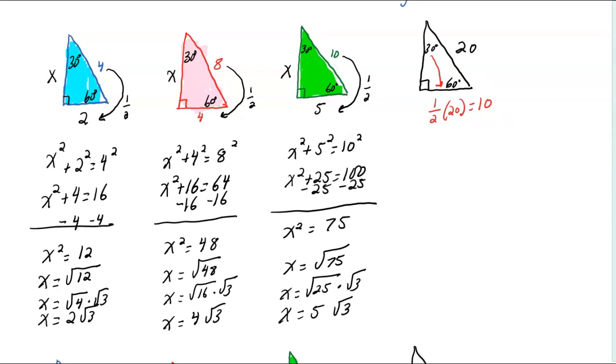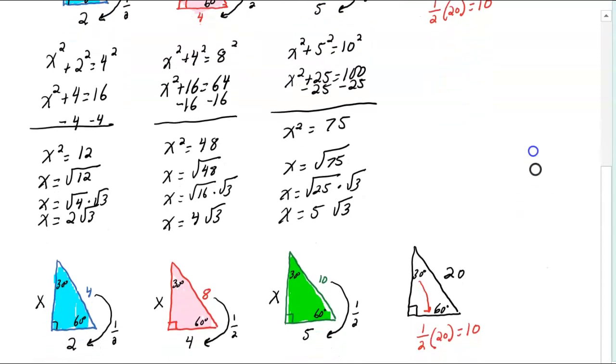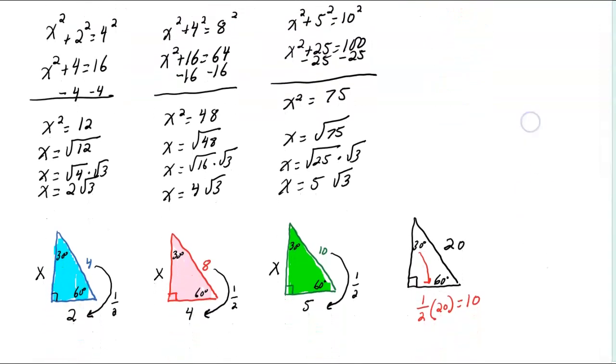So in solving for x, you could see all the work, and let's add that to our diagram. So in the blue triangle, x is going to be 2 square root of 3. So I'm going to replace these x's with the answer. So in the blue triangle, we have 2 square root of 3. In the red triangle, we have 4 square root of 3. In the green triangle, we have 5 square root of 3.